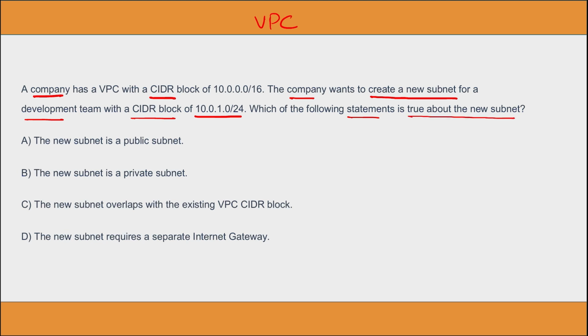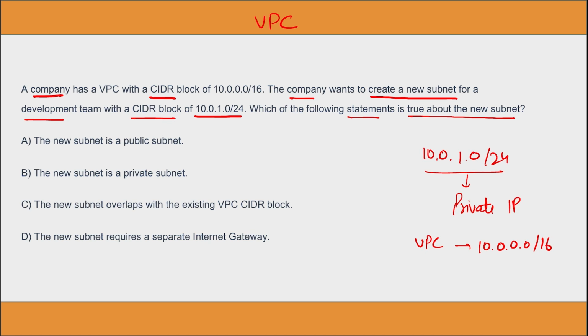If we look at the question here, first thing you need to know is that the new subnet has a CIDR block of 10.0.1.0/24. This is a private IP range, correct? And the VPC CIDR block, that is 10.0.0.0/16, this is a larger range that will include this new subnet, correct? And the new subnet will not overlap with the existing VPC CIDR block.